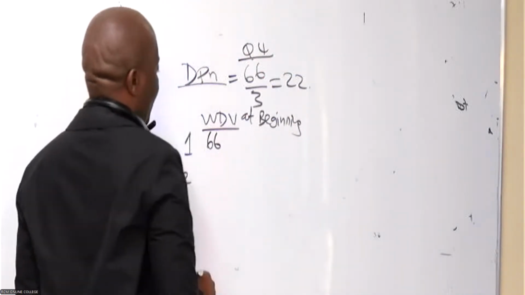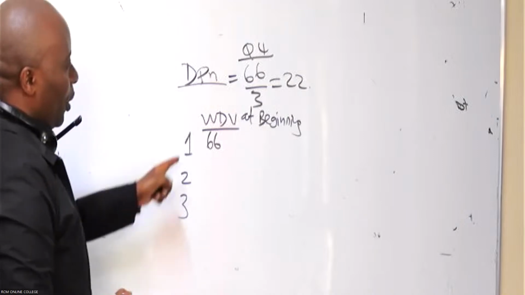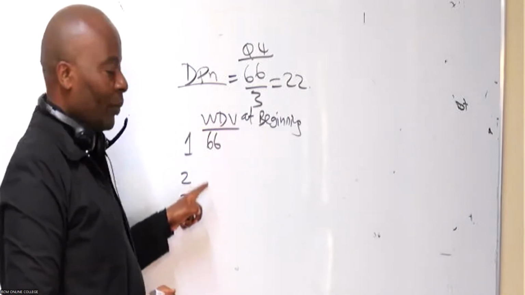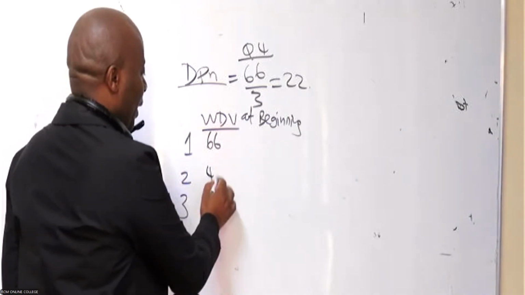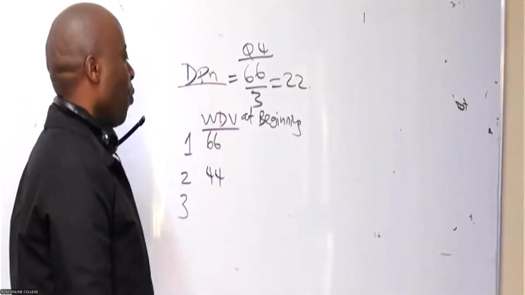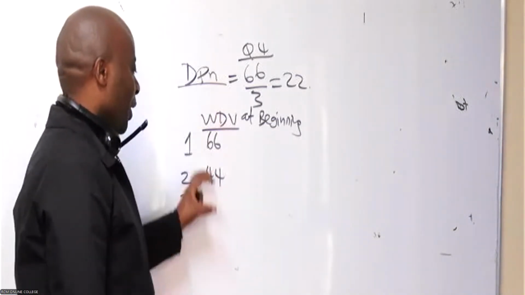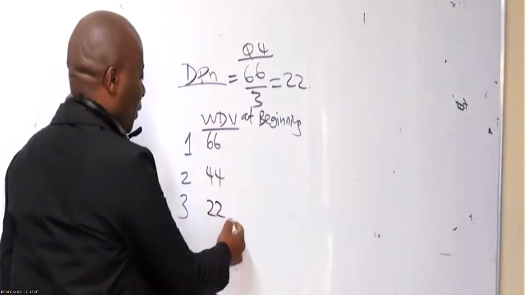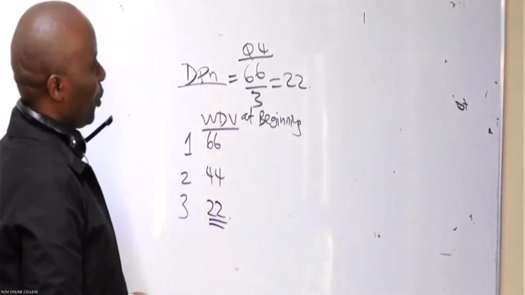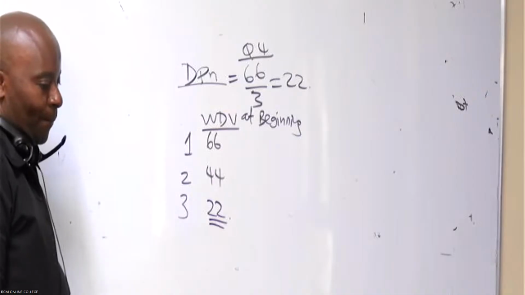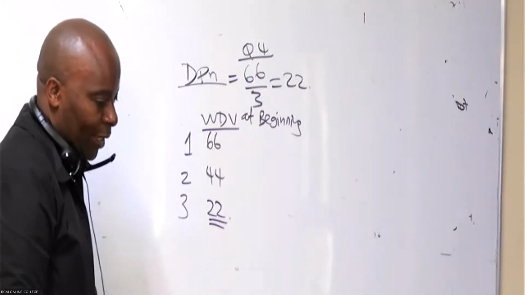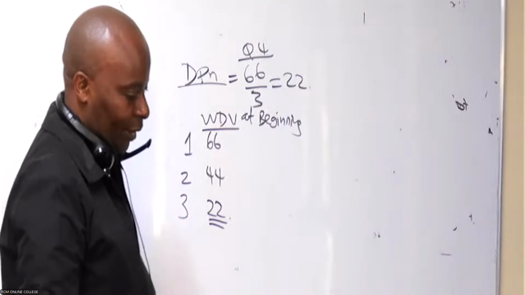So at the beginning of year 1, 66. The whole year it loses 22. So coming to year 2, we are beginning at 44. The whole of year 2, it loses 22. Then the beginning of year 3 will be 22. Yeah, thank you so much. I can see Rina already did this.